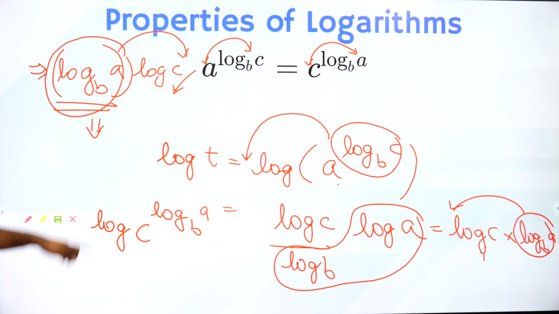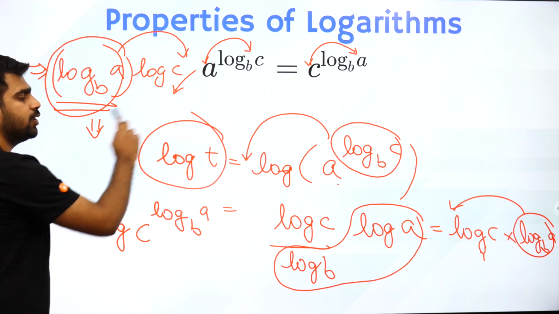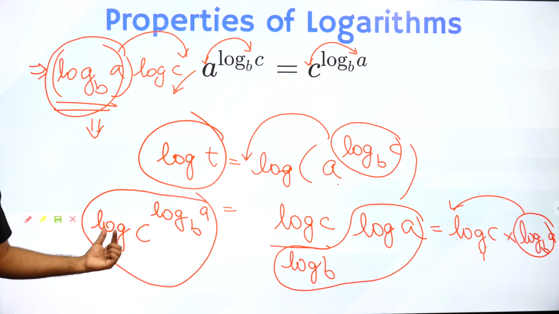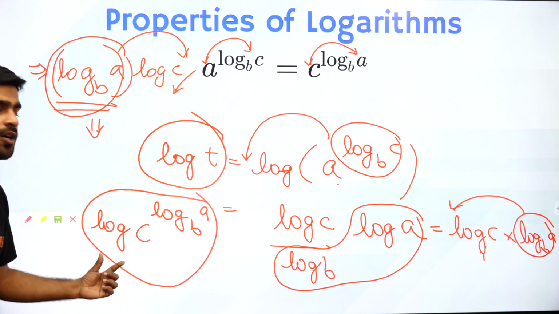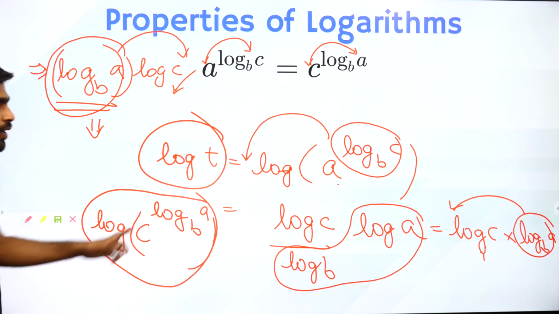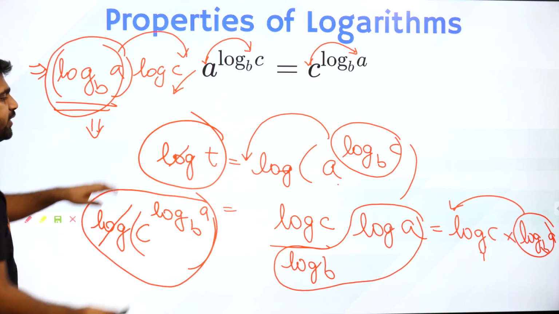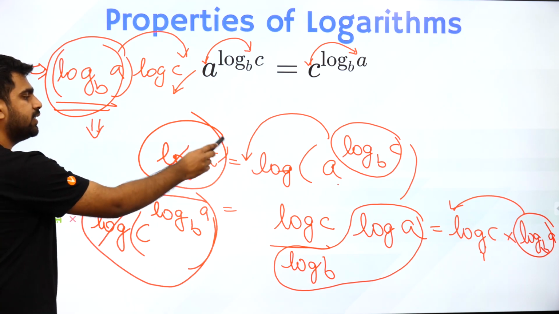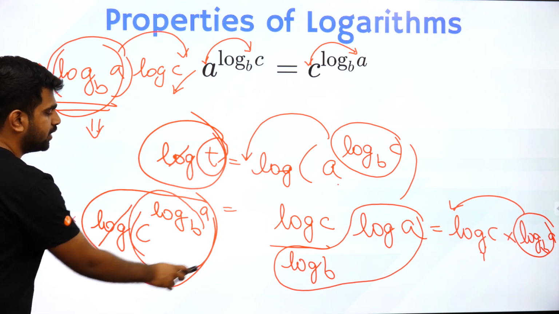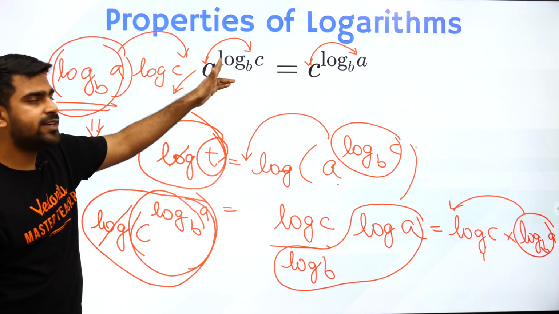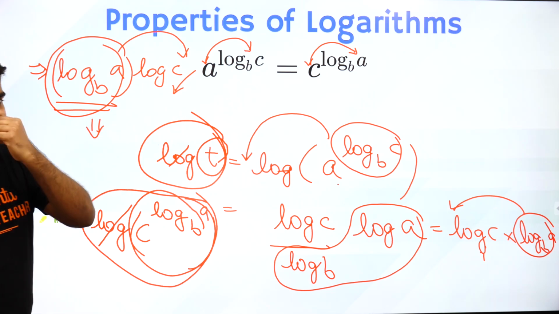So now, what did we start with? Log t. And what have we reached now? We have reached a stage wherein that is equal to log of c to the power log a base b. Now obviously I can compare them by removing log, right? So what is t? t is equal to c to the power log a to the base b, and t is also equal to a to the power log c base b. That's it, we have proved it.